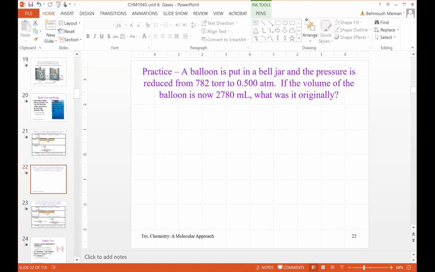A balloon is placed in a jar and the pressure is reduced from. If it says pressure is reduced from 2, that means we have the P1 already. So that's the P1 value, and this is the P2 value. If the volume of the balloon is now, is this V1 or V2?